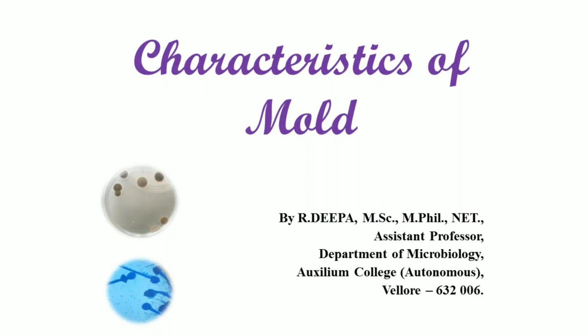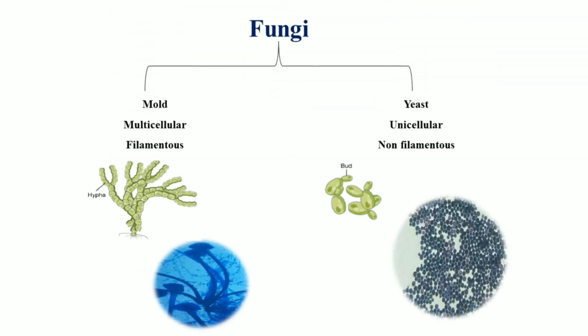Characteristics of mold. Let's see about fungi. Fungi are a group of eukaryotic microorganisms. Fungi are divided into two groups: multicellular filamentous mold and unicellular non-filamentous yeast. In this video, we are going to discuss the characteristics of mold.